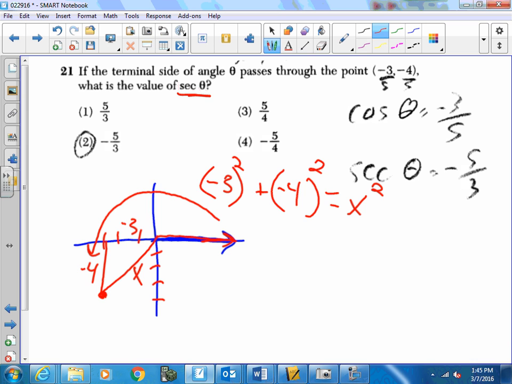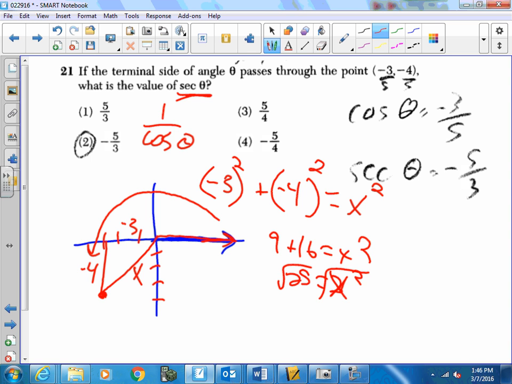If they want to know secant, remember, secant is 1 over cosine of theta. So in order to know my cosine, I need to have the hypotenuse. Remember, cosine is adjacent over hypotenuse. Secant is not the opposite, but the reciprocal. So I need this other side. Well, if I go through and do all this, you get 9 plus 16 is equal to x squared. 25 is equal to x squared. And you get 5 is equal to x.